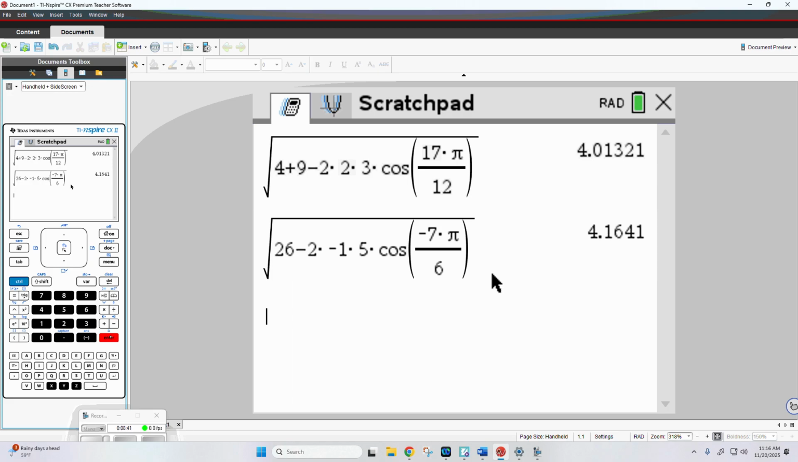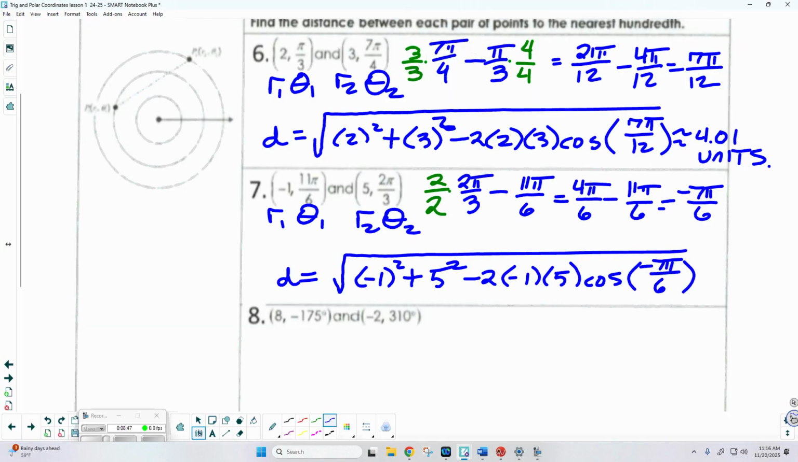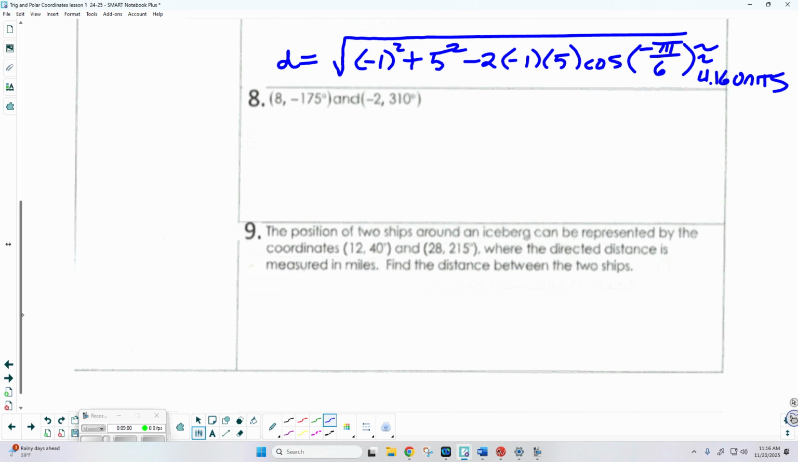Anybody having a hard time? Okay. All right. Come on back over here. 4.16 units. So let's go ahead and skip number 8. We've seen that type of problem. They are in degrees. But let's go ahead and take a look at the word problem.